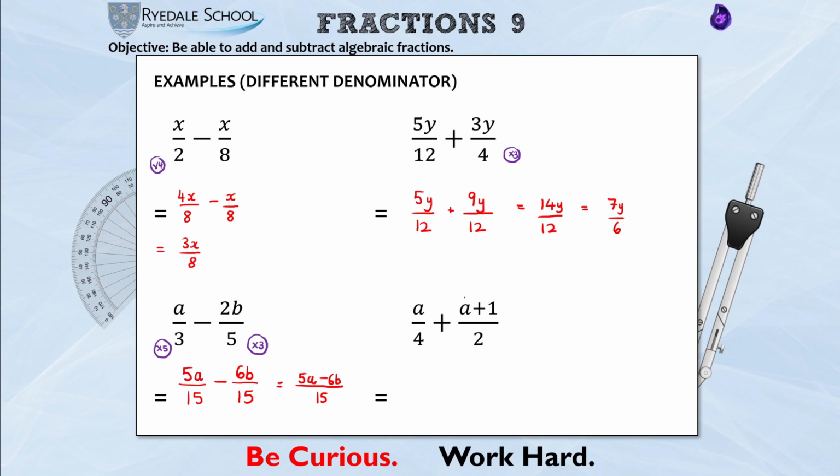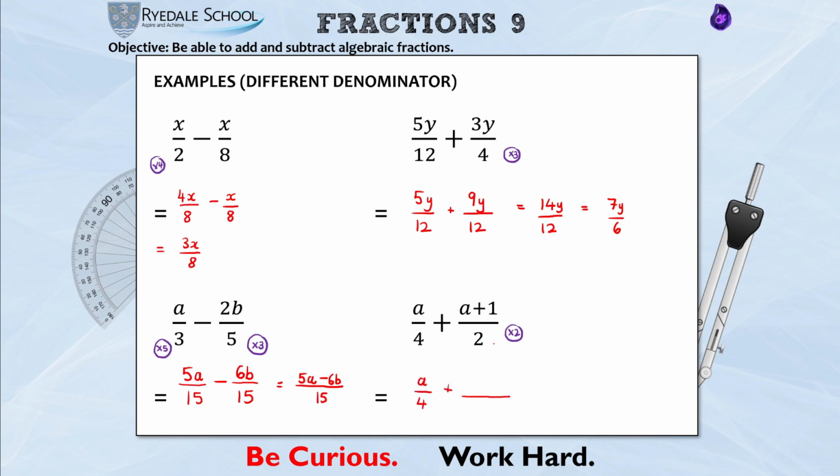Now sometimes you can have a little bit extra floating around on your numerator, so I just thought we'd have a look at one of these ones. Is there a common denominator for 2 and 4? Yes, the common denominator would be 4. So I can leave this first fraction alone, but I would need to times the top and the bottom by 2 on the second fraction. So this remains a over 4.